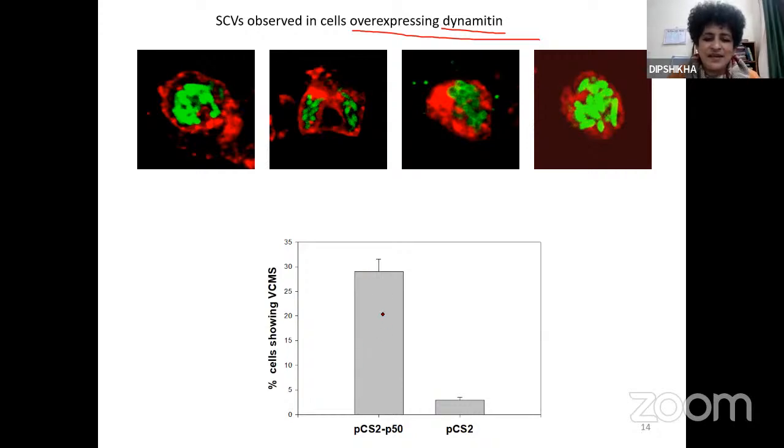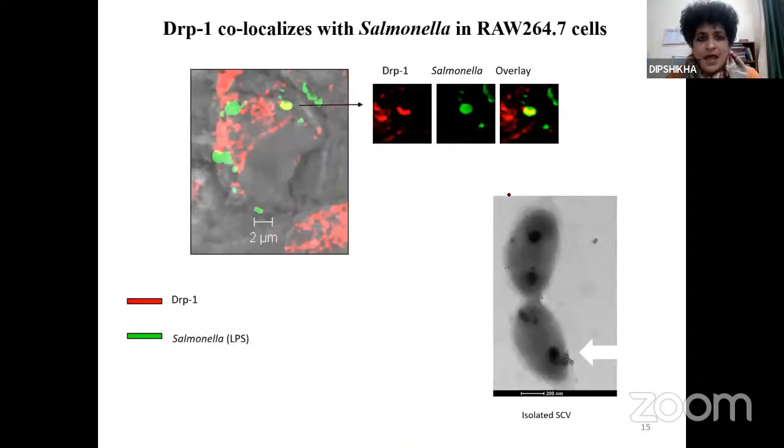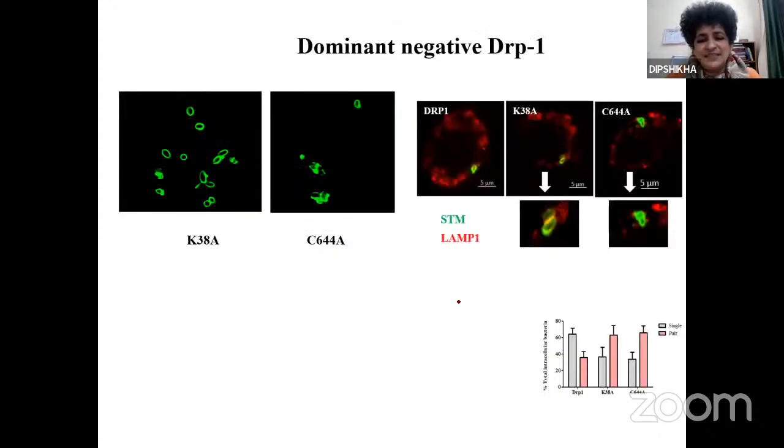Look here, many bacteria in a vacuole when you express dynamitin. These are all expression studies. That means you take a construct, put it in the cells, and transfect your mammalian cells, and then do this experiment after infection. A bit difficult experiment, but absolutely doable. And you see the same thing: when you overexpress dynamitin, the life of the Salmonella comes to a dead end. They die. And DRP1, the protein responsible for the division, does get colocalized with the Salmonella-containing vacuole. So all this information suggests that indeed DRP1 is extremely important.